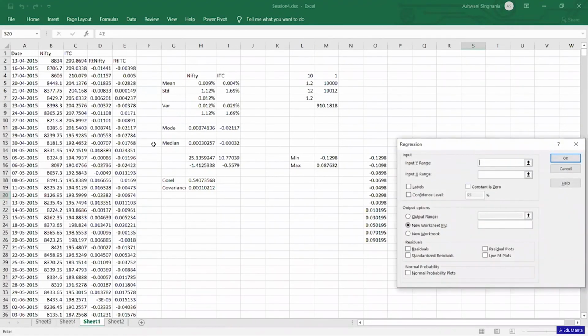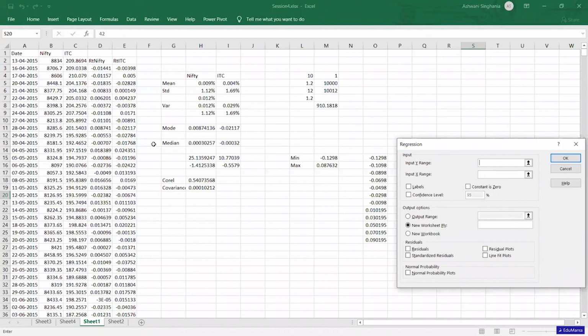So how am I going to analyze this data? For example, I assume that tomorrow Nifty is going to go 5% towards the upside. Okay, so I want to predict what will be the change in ITC price. Here I want to guess or predict the return of ITC for tomorrow, on the basis of Nifty. How Nifty will move, on the basis of that I am going to predict the ITC price.